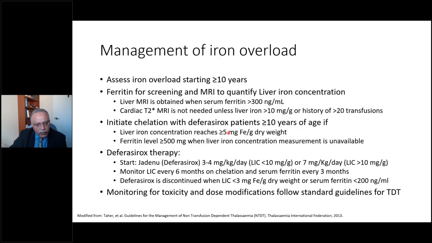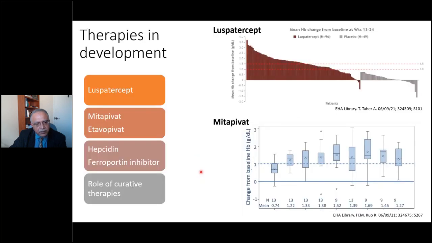The management of iron overload has been standardized, and deferasirox is now approved for therapy, and these guidelines are based on the ones published by Thalassemia International Federation. We think that patients who have ferritins more than 300 should get a liver iron concentration evaluated, and if the LIC is more than 5, then the patient should be started on chelation treatment.